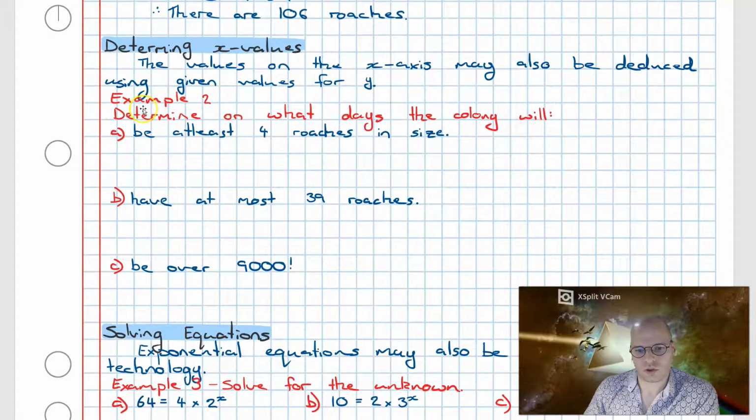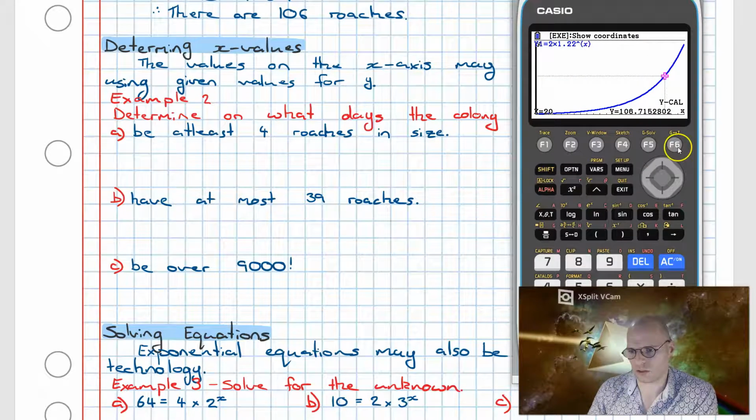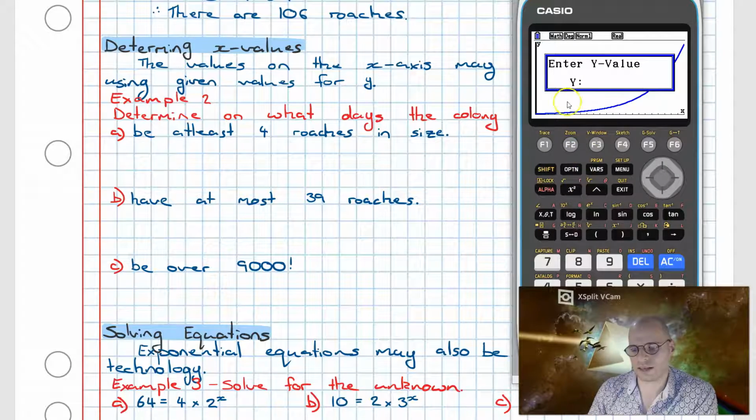For example 2, determine what days the colony will be at least 4 roaches in size. Now for this one, we're going to go to G-Solve, cross one. Rather than Y-Cal, we're going for X-Cal this time. X-Cal is going to ask us, give me a value on the y-axis, and I'll tell you the value on the x-axis. So I'll put in 4.